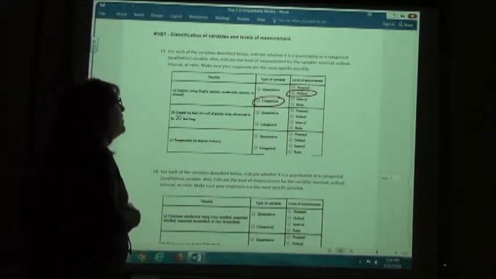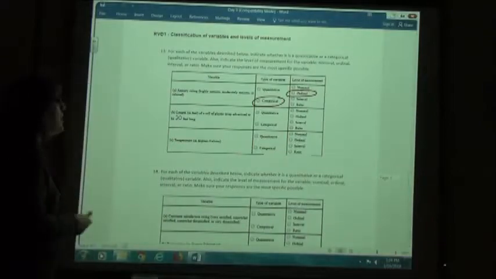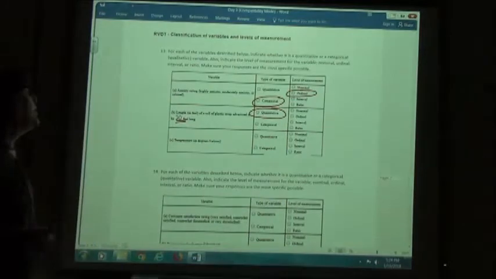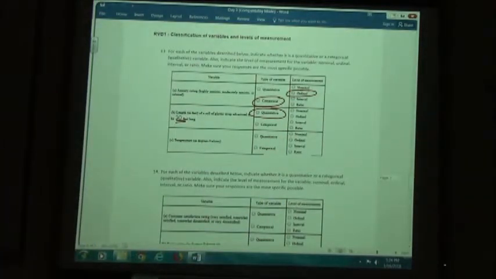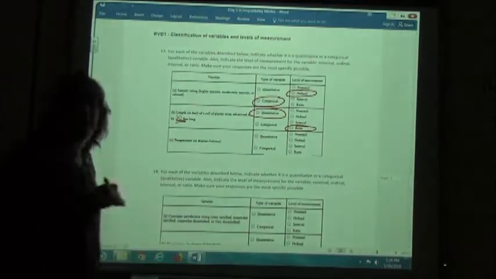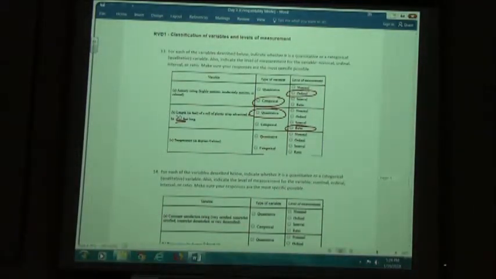Part B, length in feet of a roll of plastic wrap advertised to be 30 feet long. Well, we got a number there. It's quantitative. So I want to think about plastic wrap. Is there a meaningful zero? Can I have 0 feet of plastic wrap, or can it be an interval where I have a negative amount of plastic wrap? Well, you can't have negative plastic wrap. It's going to be a ratio. There is a meaningful 0. Once I hit 0, I can't go any lower than that.